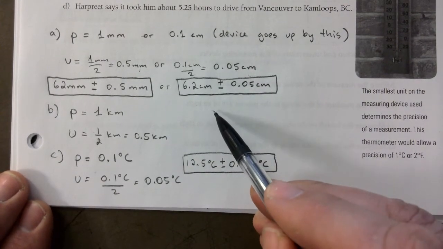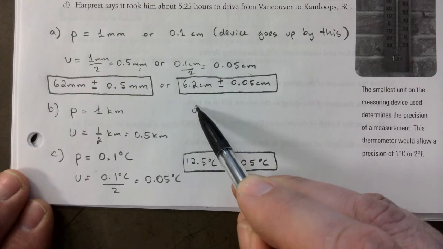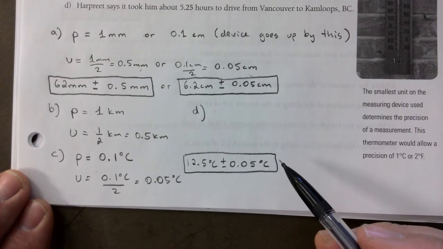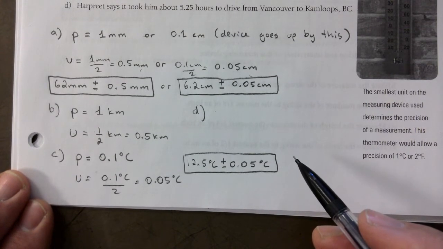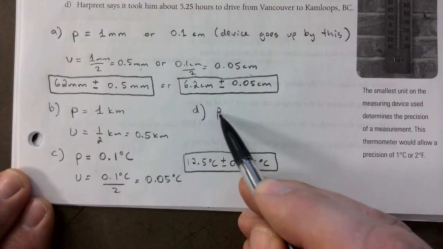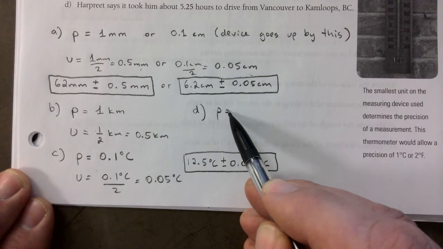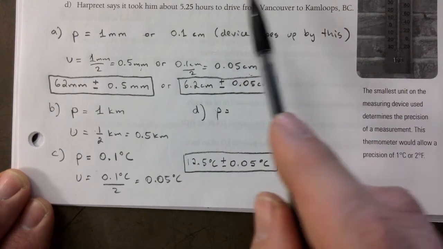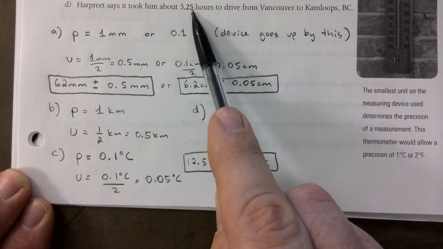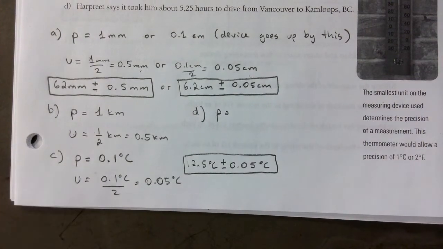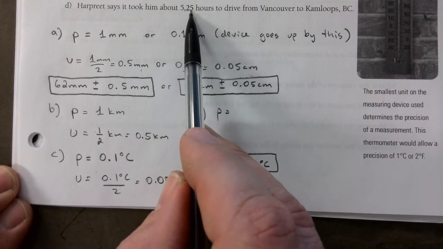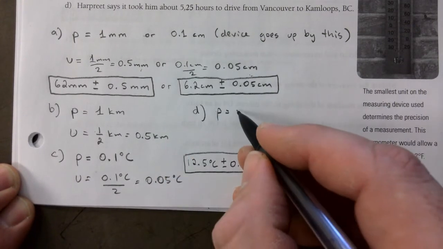And D, I'm going to try to make that work here. D, Harpreet says that it took him 5.25 hours to drive from Vancouver to Kamloops, BC. What's my precision here? You look at the number because that's all you have, and it's 0.01. It's always going to be a 1, by the way. Some students go right down, oh, this one is 0.05. It's like, no, it always goes up by 1 unit.